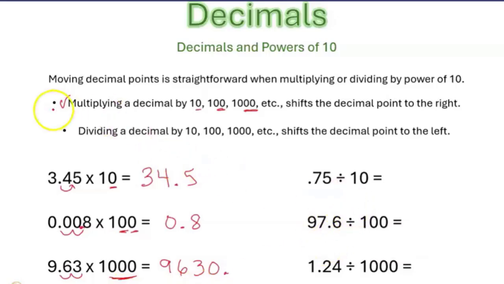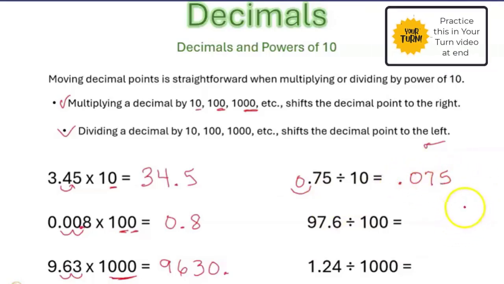Okay, now it's just the opposite when you're dividing a decimal by 10, 100, 1,000 and so forth. It shifts the decimal point to the left. So here's an example, 0.75 divided by 10. That means it's going to shift one place this way. So we would have to add a 0 in front of it. The answer is 75 thousandths.